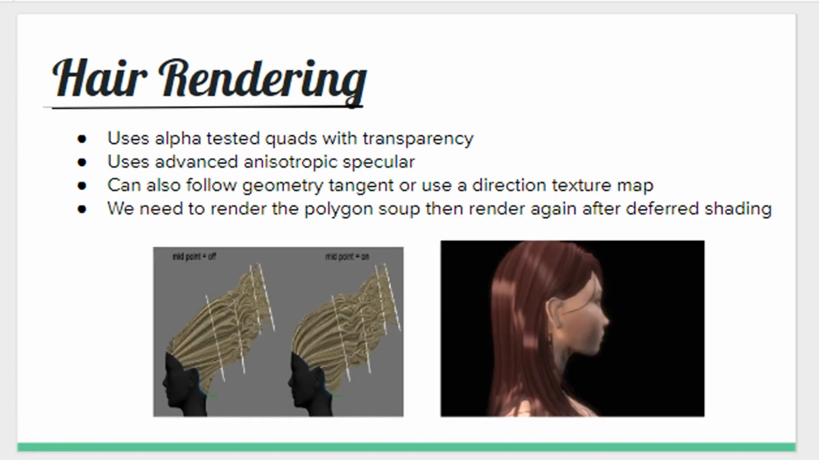Next, he talked about hair rendering, so using alpha-tested quads with transparency, which would take into consideration all the different gaps that we would have in hair, so having hair strands or things like that. Because of how fine it is and not wanting to overtask our GPU, we have to make sure that this is well efficient. This also used an advanced isotropic specular, so it also follows our geometric tangent and uses a direction texture map. We need to render the polygon soup and then render again for deferred lighting.